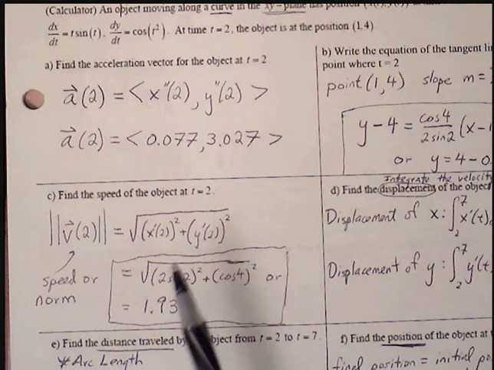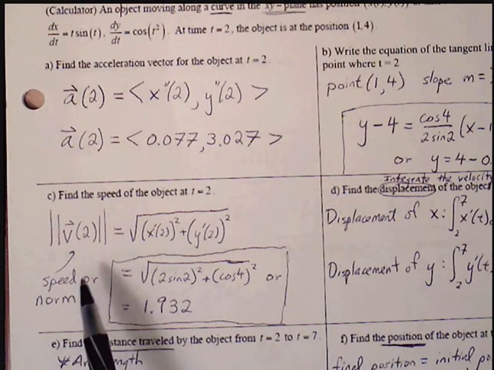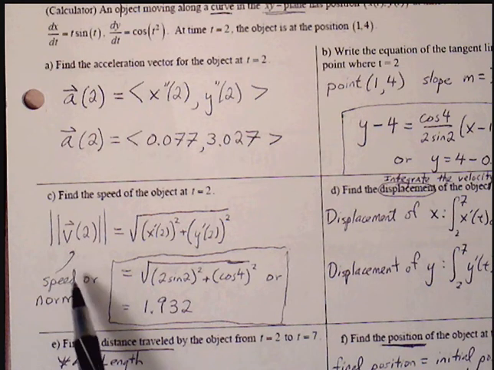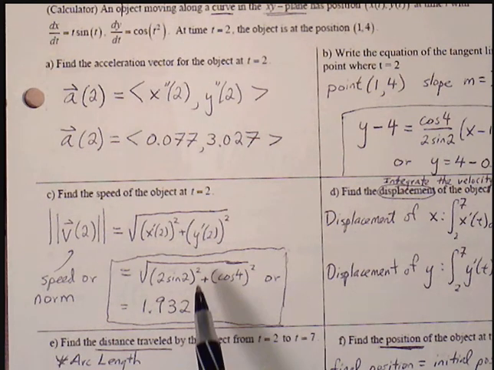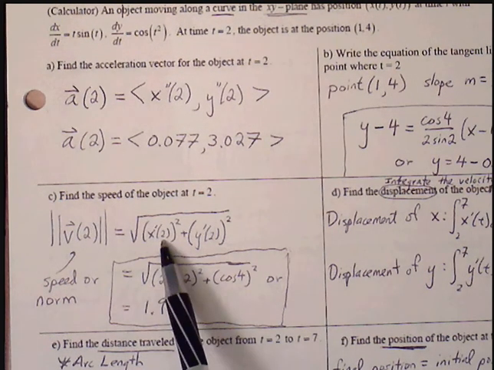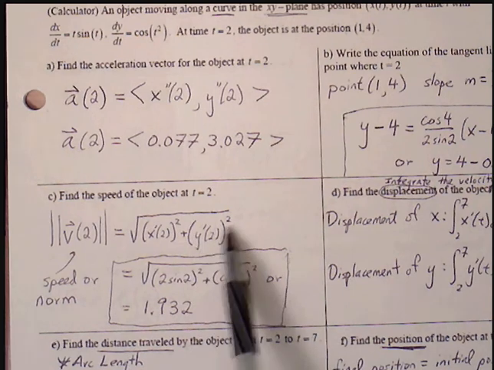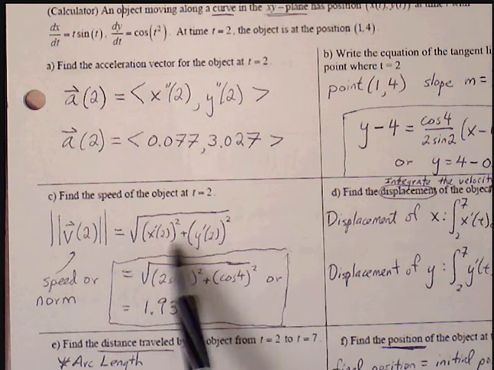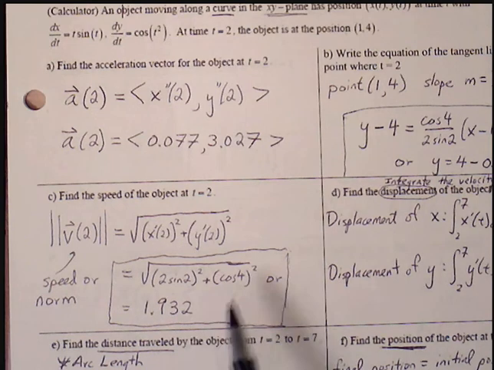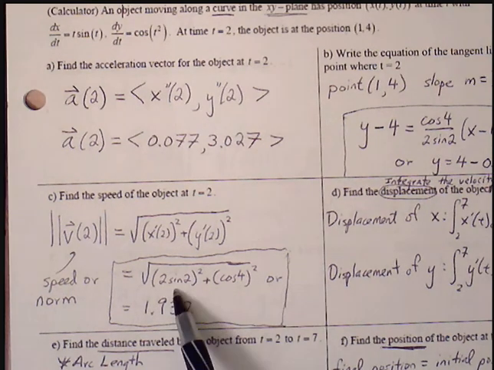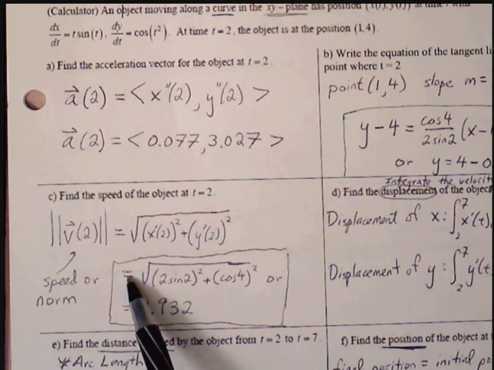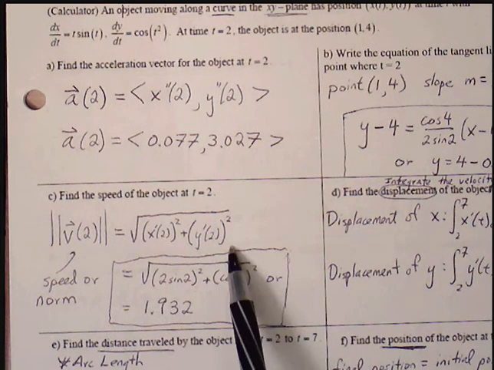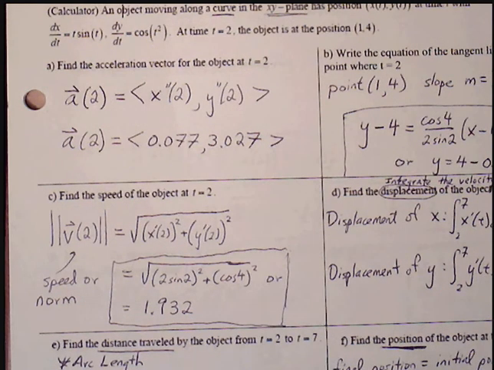Part C, find the speed of the object. The speed of the object is the absolute value of the velocity vector. So we simply follow our formula, which is the square root of x prime of t squared plus y prime of t squared. We want to evaluate the speed at t equals 2, so plug in 2 for x prime of t and for y prime of t. We get the square root of 2 sine of 2 squared plus cosine of 4 squared. Find the sum of that and take the square root. We get 1.932.